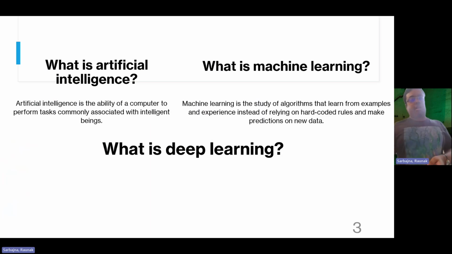So what is machine learning in contrast? Machine learning is the study of algorithms that learn from examples and experience instead of relying on hard-coded rules, and then make predictions on new data. So it is essentially a very fancy statistical model. That's all there is to it.